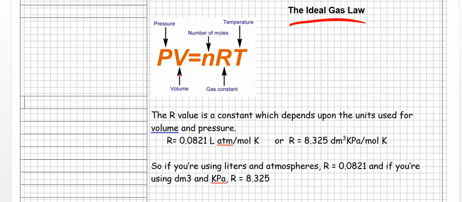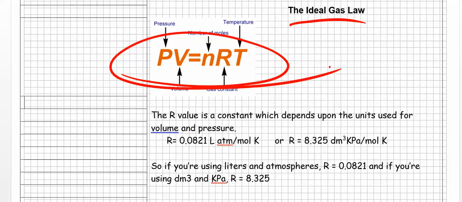P is for pressure, V for volume, n is the number of moles of gas, R is the gas constant, and T stands for the temperature. So there you go. That's the universal gas, or excuse me, the ideal gas law. And speaking of universal, we're going to have to determine what the universal gas constant is going to be. This R value is either going to be 0.0821 or 8.325, depending on whether the volume is given in liters or cubic decimeters and the pressure in atmospheres or kilopascals. So of course, if it's liter atmospheres, then you're going to use this R. If it's decimeter kilopascals, you're going to use this R. Okay, so that's pretty straightforward.